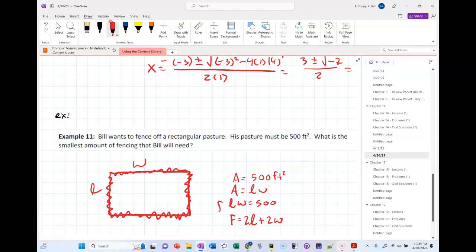So what I'm going to do is I'm going to think about this as kind of a system of two equations. So I'm going to rewrite either L or W in terms of one variable. Or I'm going to rewrite that first equation, L times W equals 500, in terms of either L or W. So like L equals 500 over W. And then I'll make a substitution into the second equation.